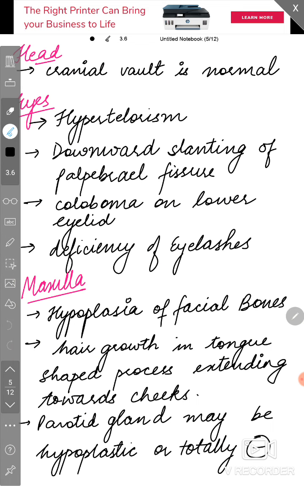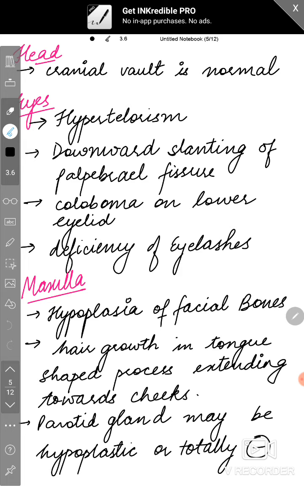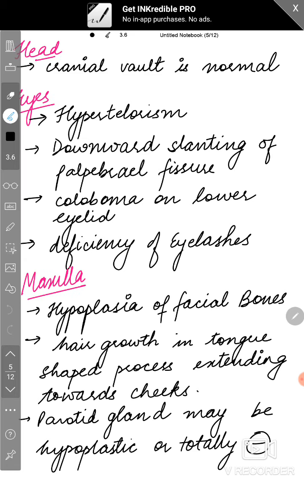So now these are the clinical features. Head, we told cranial vault is normal. Eyes, there is hypertelorism, the distance between the two pupils is more, and downward slanting of palpebral fissure, we already saw that. Coloboma on lower eyelid, that is discontinuation of eyelid and deficiency of eyelashes medial to wherever the coloboma is present. Now next is maxilla.